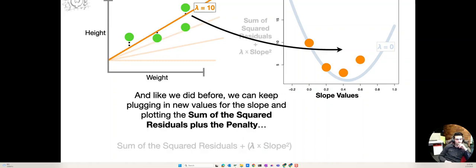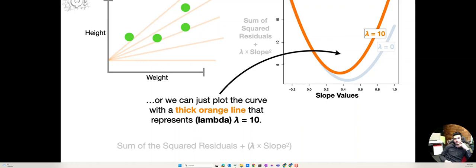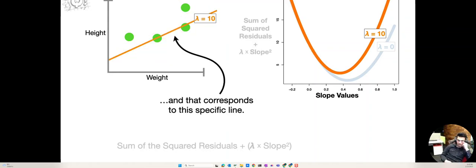And like we did before, we can keep plugging in new values for the slope and plotting the sum of the squared residuals plus the penalty, or we can just plot the curve with a thick orange line that represents lambda equals 10. The bottom of the parabola is where the slope gives us the lowest sum of squared residuals plus penalty. And that corresponds to this specific line.